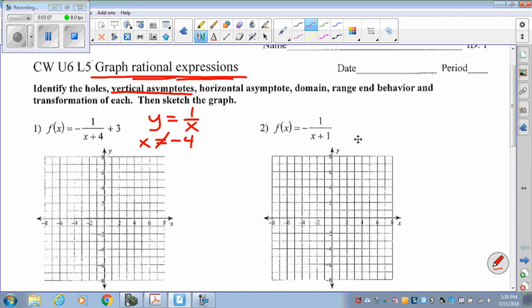So we've been talking about that because that is an asymptote, right? At negative 4, when x is negative 4, 1, 2, 3, 4. All right, that right there, that vertical line, that's my vertical asymptote. And that's a new word.